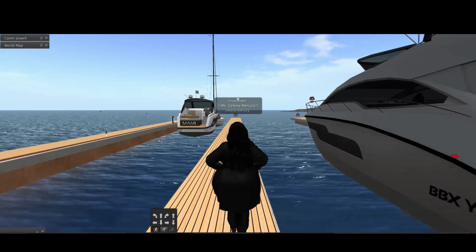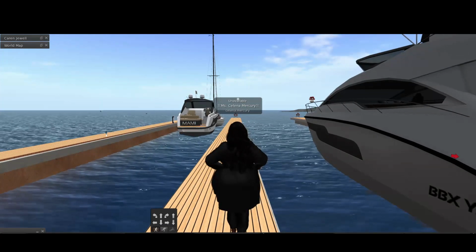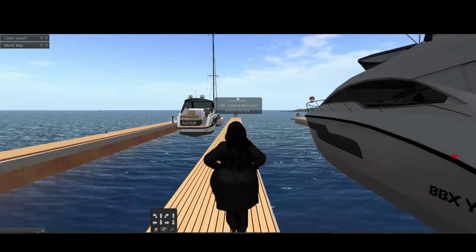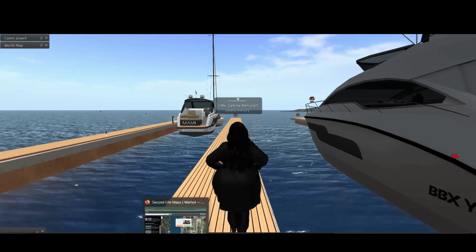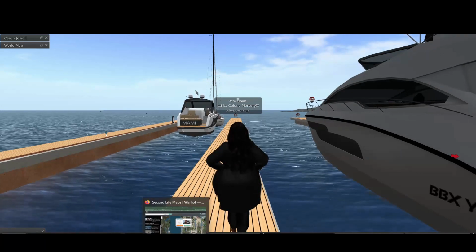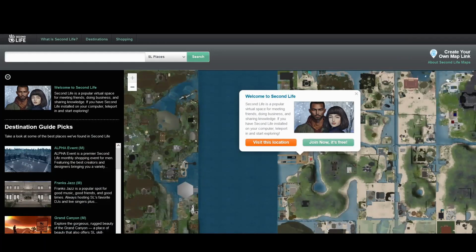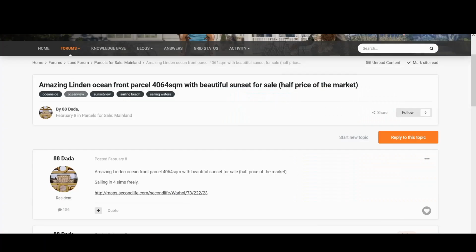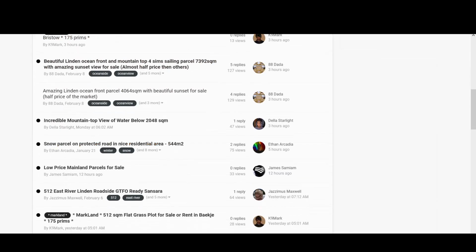So yeah, that is that. So you can go to the forums and pick whatever you like. $30K for 2812.